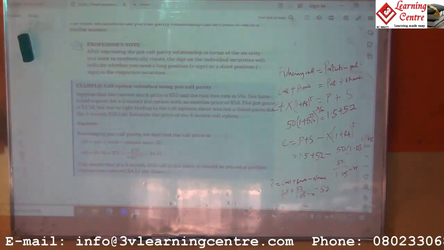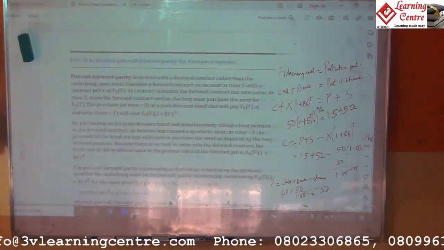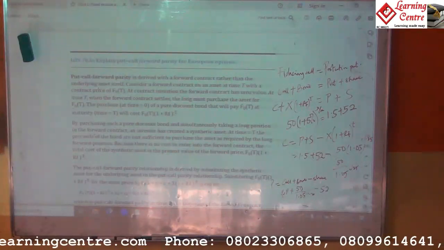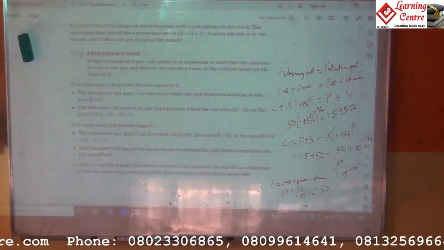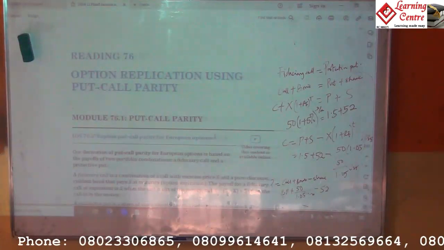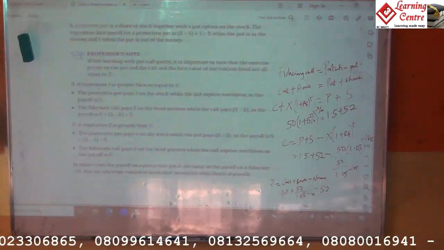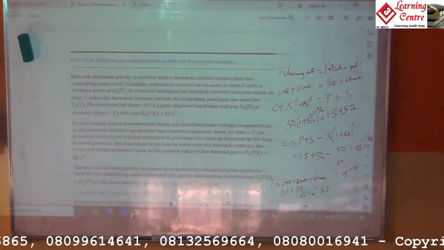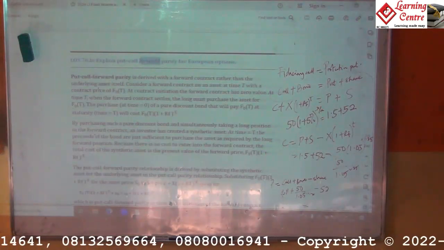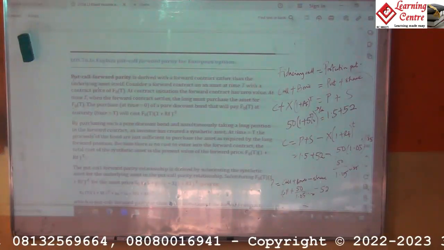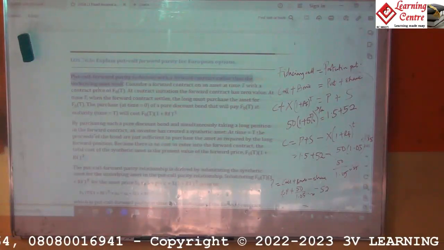Okay. So, explain put call forward parity for European options. We just did put call parity. So this one now is the forward parity. Put call forward parity is derived from the forward contract rather than the underlying asset itself.